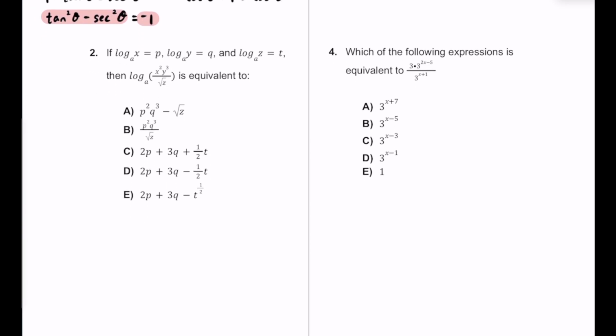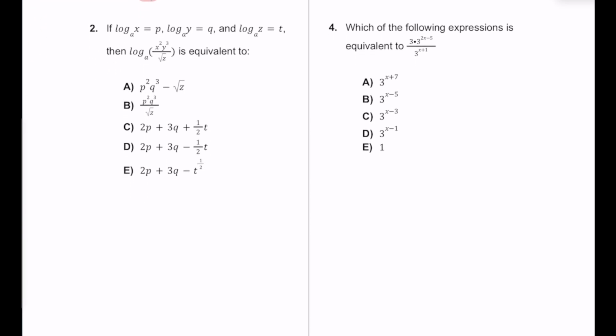Alright, here is number 2. Looks like we're going to be dealing with some logs here. In this problem, if log base a of x is equal to p, and log base a of y is equal to q, and also we see that log base a of z is equal to t, we're supposed to figure out what log base a is of this quotient here of x squared y cubed over the square root of z. Now essentially they're just asking to see if we can take this condensed version of this logarithm and expand it.